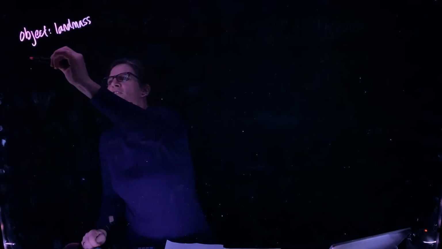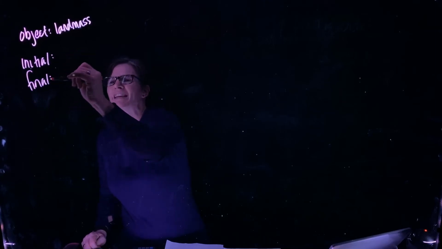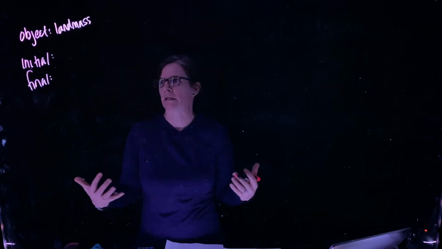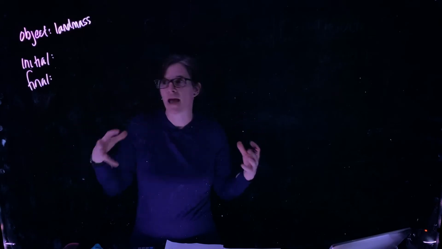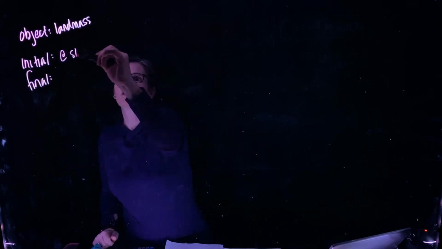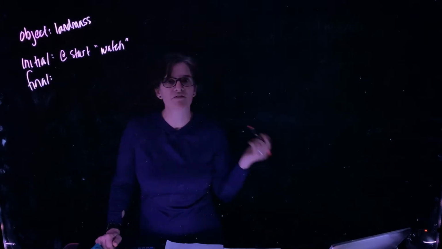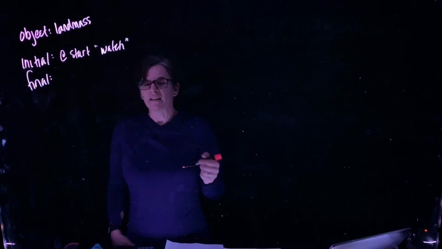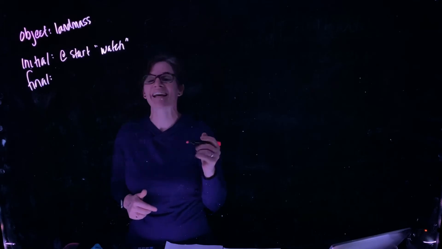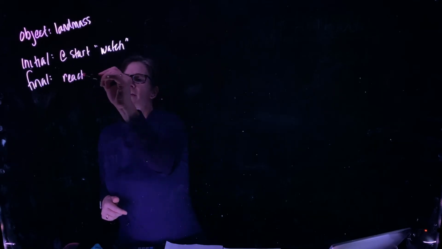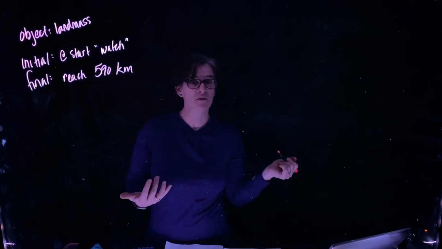All right, so what is our initial and our final? What begins the motion and what ends the motion? Well, initially is when we start saying, okay, right now in time, the mass is moving. So at the start of our watch. All right, and what about our final? Well, our final is when we hit that 590 kilometers. Okay, so next up we draw a picture.